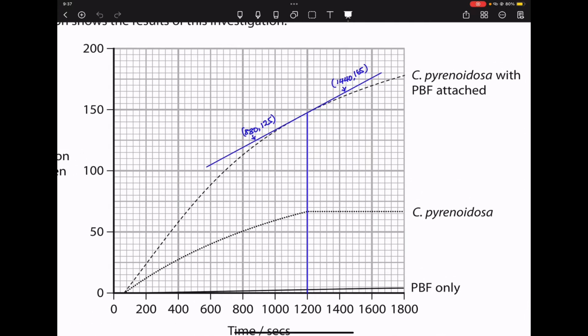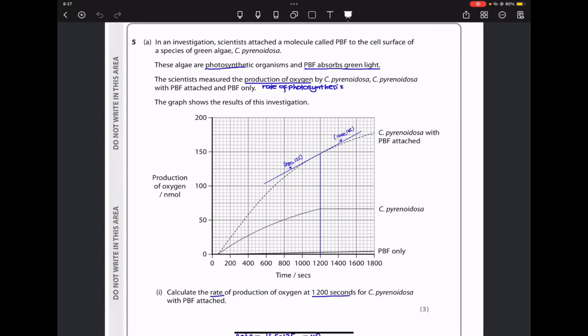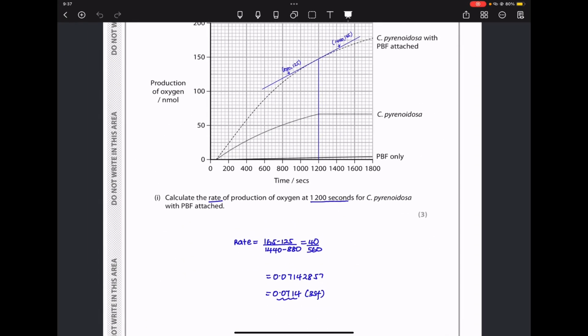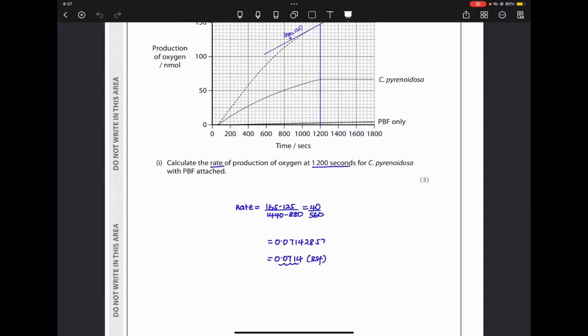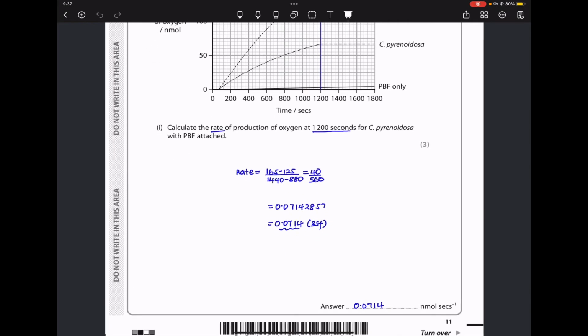We have horizontally 1,440, vertically 165, and 880, vertically 125 for that specific point. So my rate is going to be the change in y divided by the change in x. So it's going to be 165 minus 125, divided by 1440 minus 880. And my answer was 0.0714, which is to 3 significant figures.